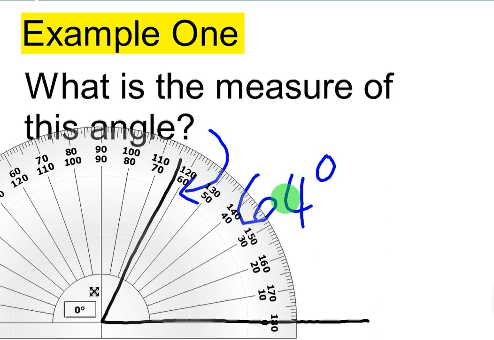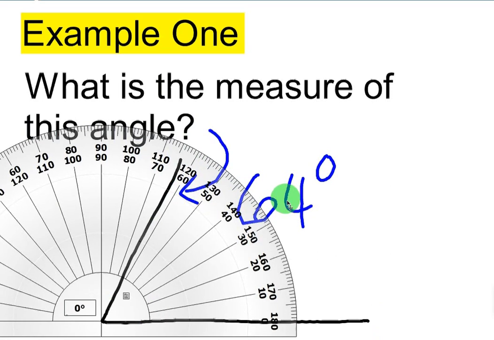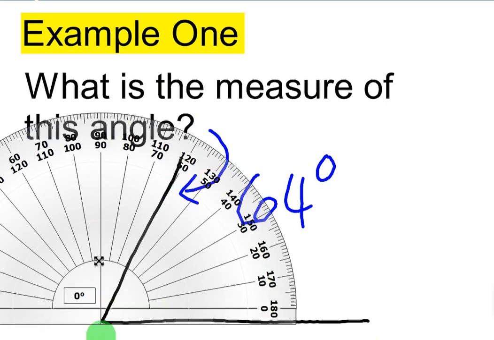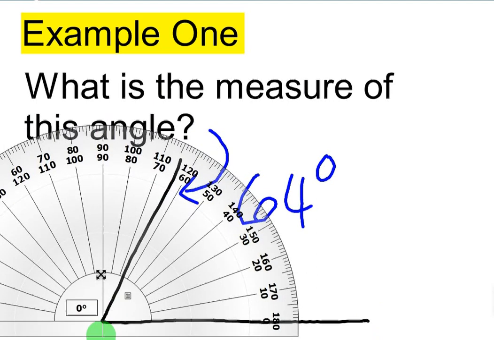So just make sure that the vertex of your angle is on the crosshairs of your protractor. If you put it down here at the bottom, it won't work. You'd get a different angle back. It'd be slightly off. So it needs to be on the crosshairs of the protractor in order for it to work out. In this case, we get 64.